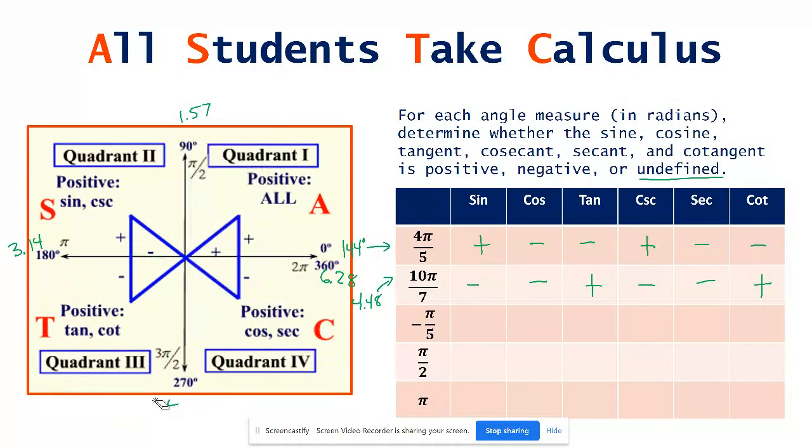All right, erasing the extra stuff again. Let's go to the third example. We have a negative measurement this time. We have negative pi over 5. So there's two ways you can do this.